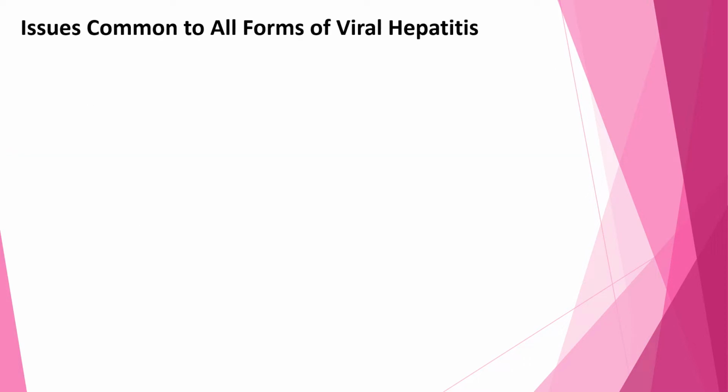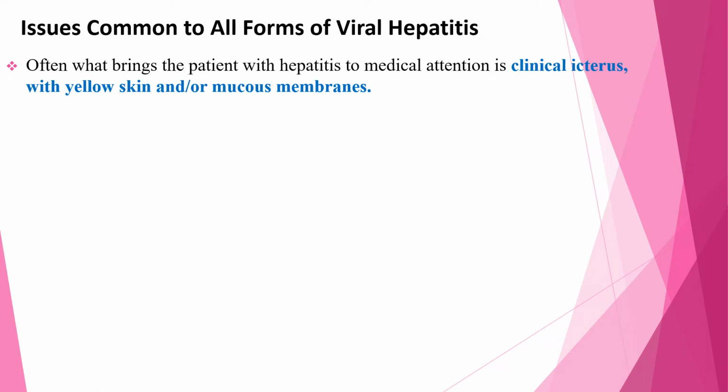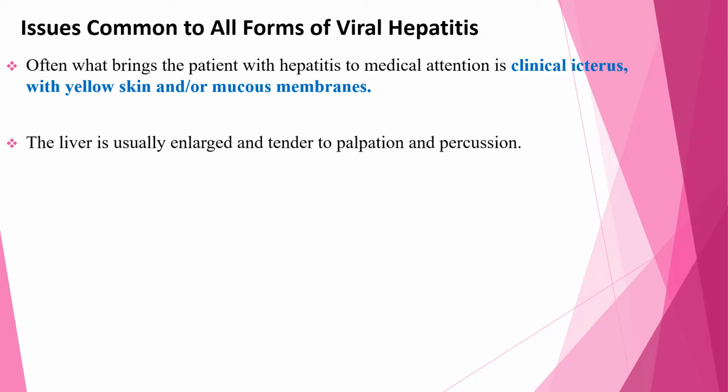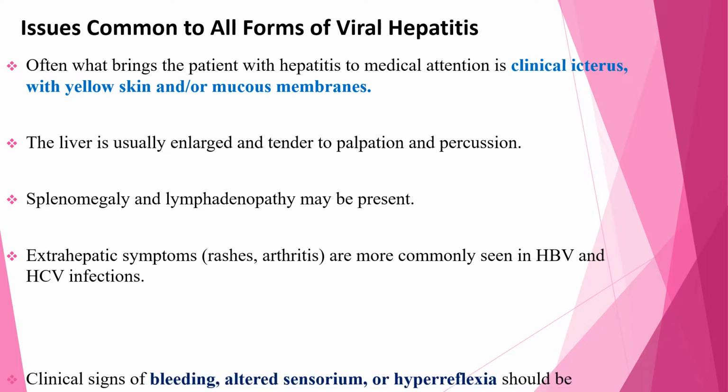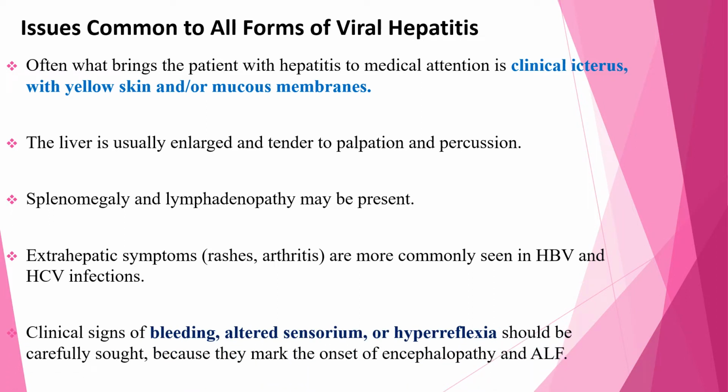When we look at issues common to all forms of viral hepatitis, often what brings the patient to medical attention is clinical icterus with yellow skin and mucous membranes. The liver is usually enlarged and tender to palpation. Splenomegaly and lymphadenopathy might be present, and extrahepatic symptoms such as rashes and arthritis are more commonly seen in hepatitis B virus and hepatitis C virus infections. Clinical signs of bleeding, altered sensorium, or hyperreflexia should be carefully sought because they mark the onset of encephalopathy and acute liver failure.